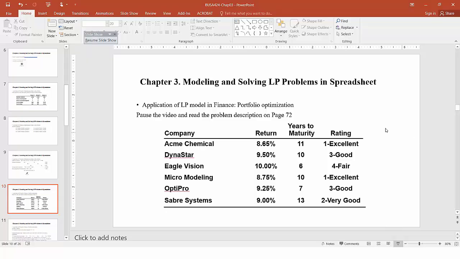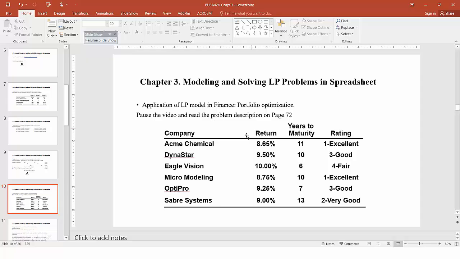First of all, we have to define the decision variables. Here we have six alternatives, six decisions that we can make. So we can define x1 to x6, which is the percent of the money, or the amount of money, we invest in each of these companies, each of these assets. So x1 is the amount of money we invest in Acme Chemical. x2 is the amount of money we invest in Dynastar, and so on. So these are my decision variables.